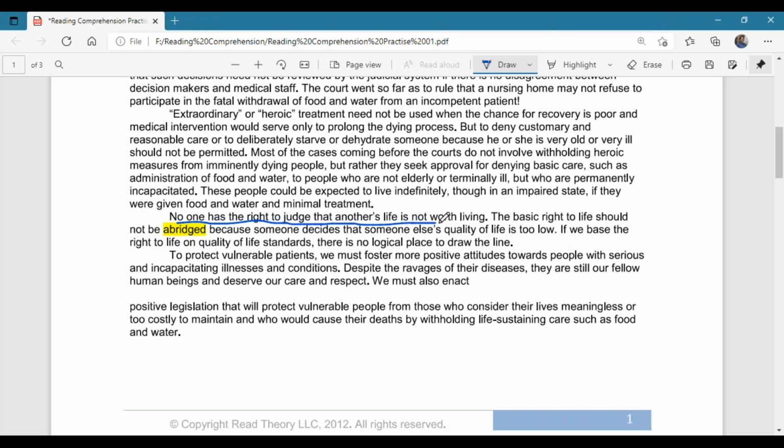No one has the right to judge that another's life is not worth living. The basic right to life should not be abridged because someone decides that someone else's quality of life is too low. If we base the right to life on quality of life standards, there is no logical place to draw the line. I hope you understood that paragraph. It means that no one has the right to judge some other person's life, and of course we cannot shorten someone else's life depending upon the quality of life. So we cannot actually draw a line based on the standards of quality of life. That's what this paragraph means.